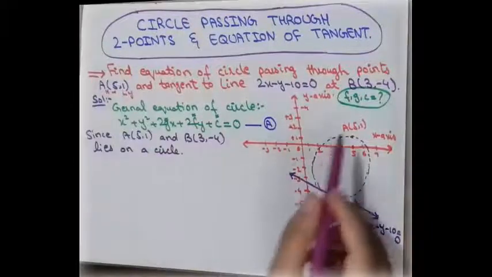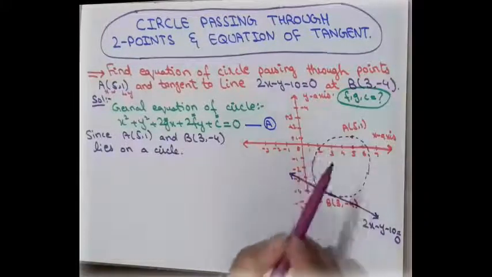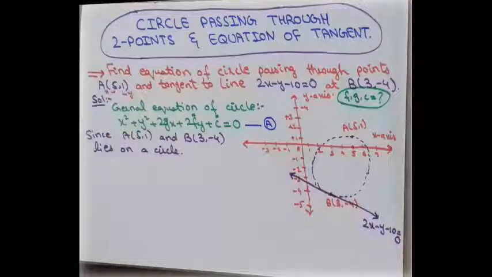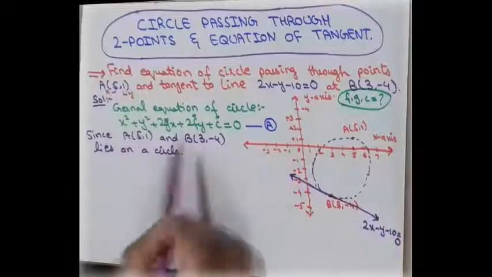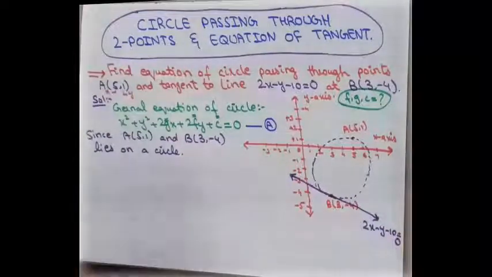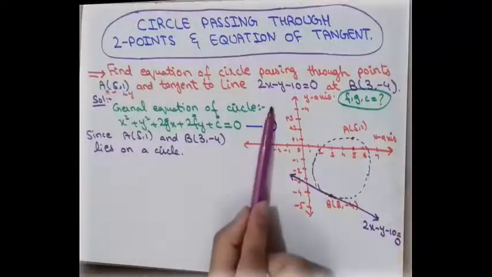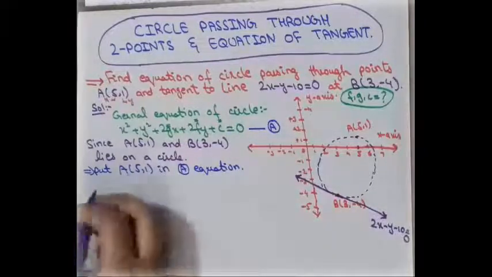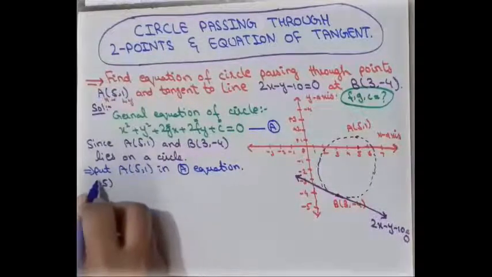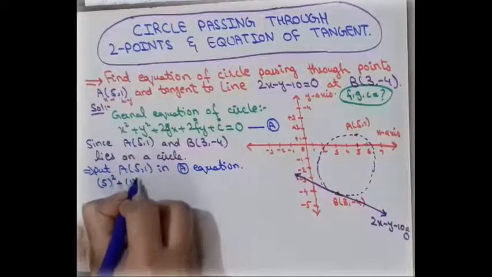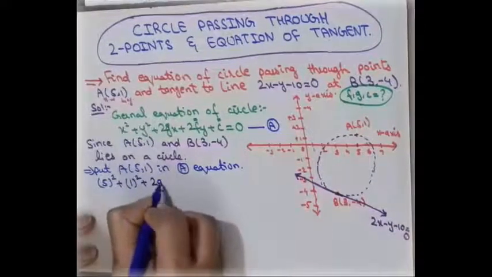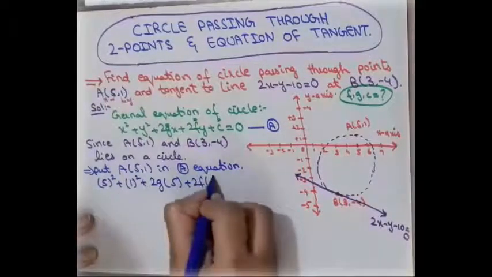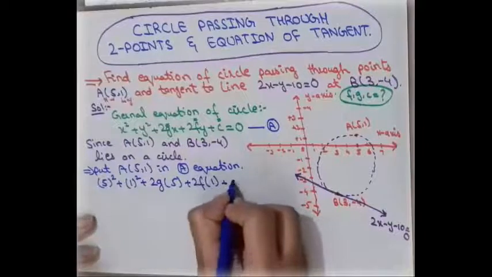Since points A and B lie on the circle, both of the points must satisfy the general equation of the circle, as there is a value of x and y, in a similar way as in the B case. So we put both of these values in equation A one by one. We put point A in equation A. So it is 5 square plus 1 square plus 2g times 5 (g is unknown) plus 2f times 1, plus c, which equals 0.